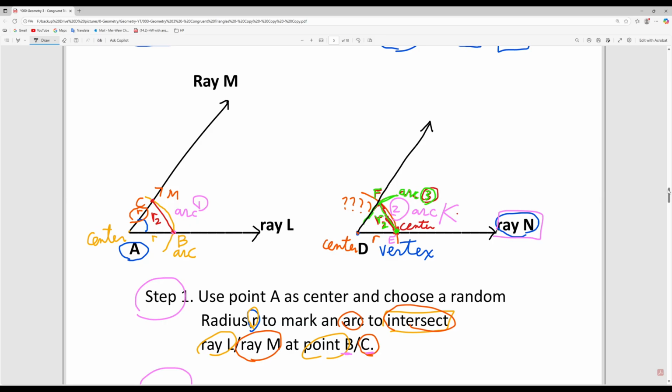So this will be DF ray. So you have DF and DE, this ray, and this ray, DF and this D. Okay.